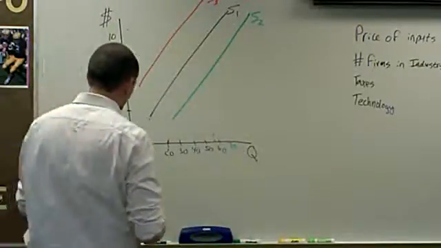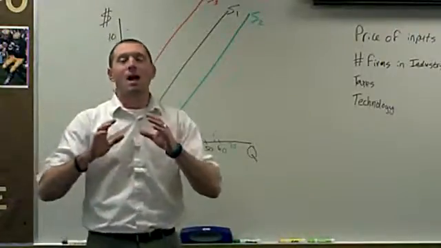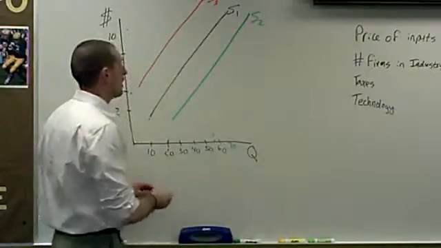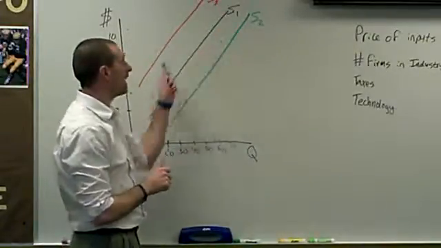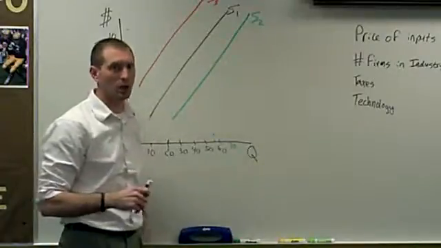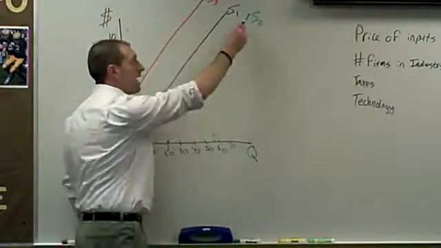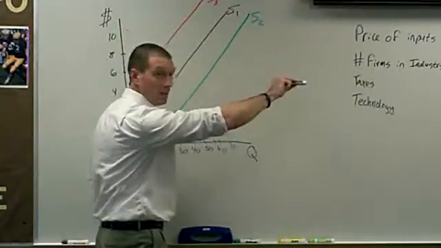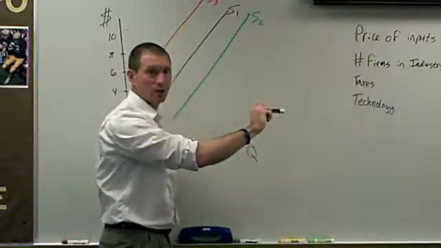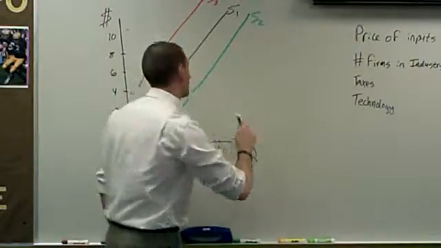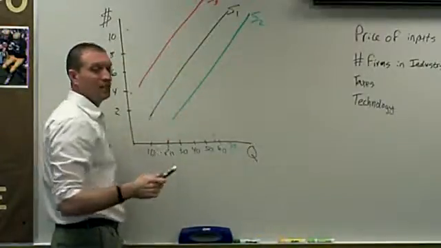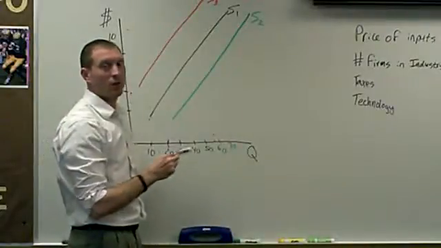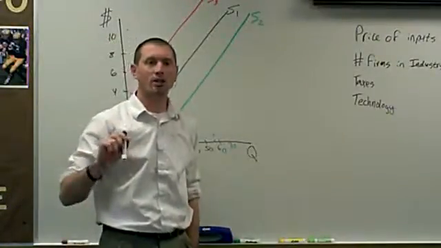Okay? Now, a shift to the right is what we call an increase in supply. And so if we have our original supply curve, this black line, S1, is our original supply curve. The S2 represents an increase in supply. Okay? We shifted to the right. The shift to the right is the increase. This shift to the left is a decrease. So this S3, in comparison with S1, is what we call a decrease in supply.